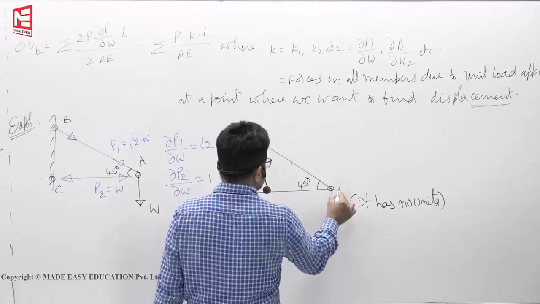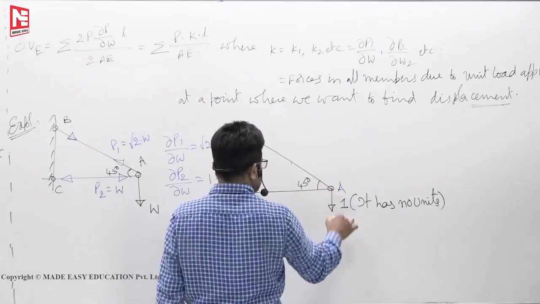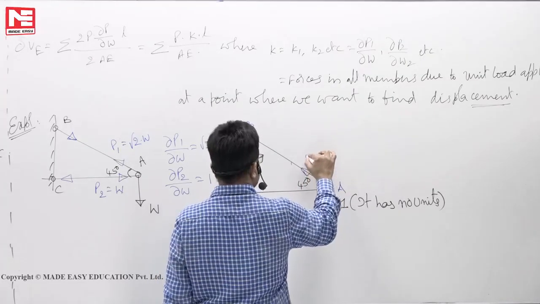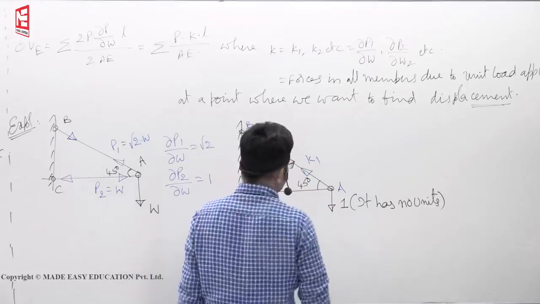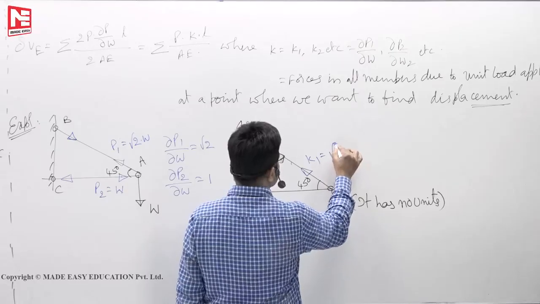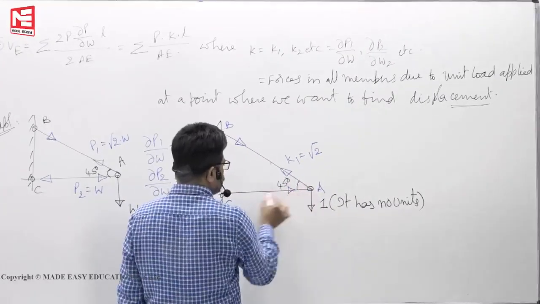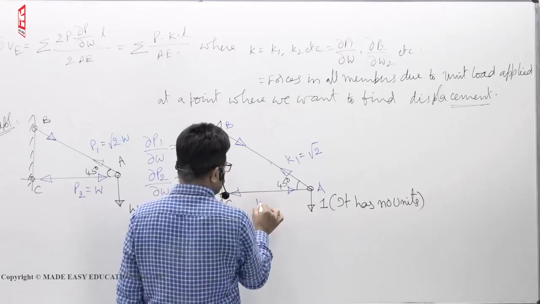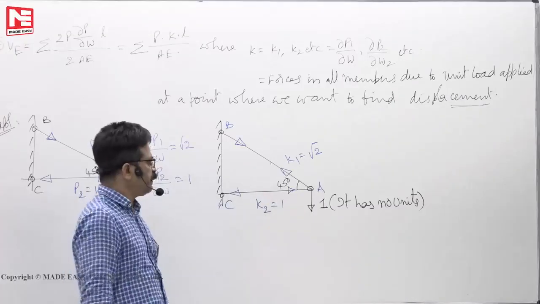So this point, let us say A, B, C. This is down, so it has to be up. Now this value we call it as K1, away from the joint. So K1 sin 45 is 1, K1 is root 2. If this is root 2 acting left side, this should act right side towards the joint. Now K2 becomes 1, root 2 cos 45 is 1.